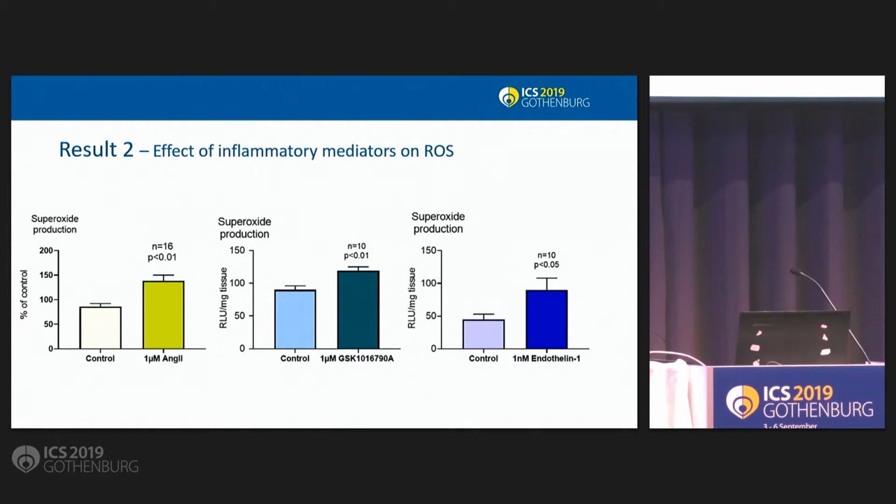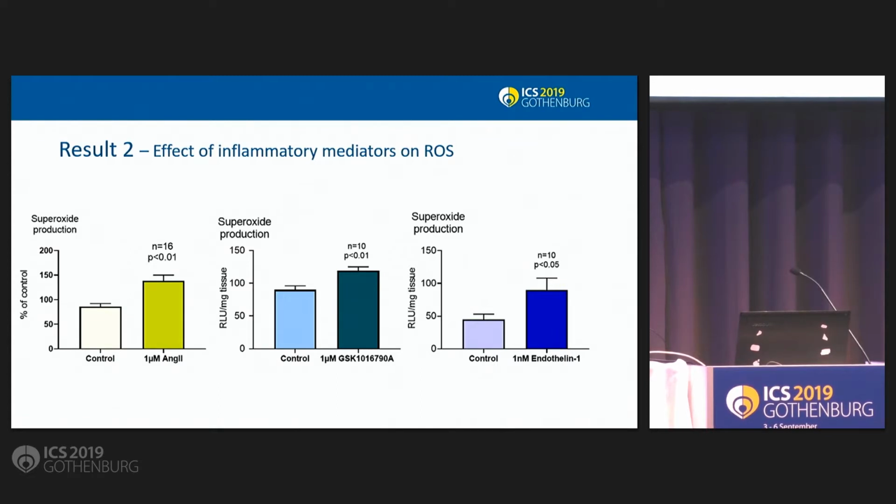Then we look at the effect of several inflammatory mediators on the superoxide production. The first one is angiotensin 2. Now, this is a trophic factor and also a vasoconstrictor that's endogenously released and also associated with bladder obstruction and bladder hypertrophy. You can see here, application of angiotensin 2 enhanced the superoxide production.